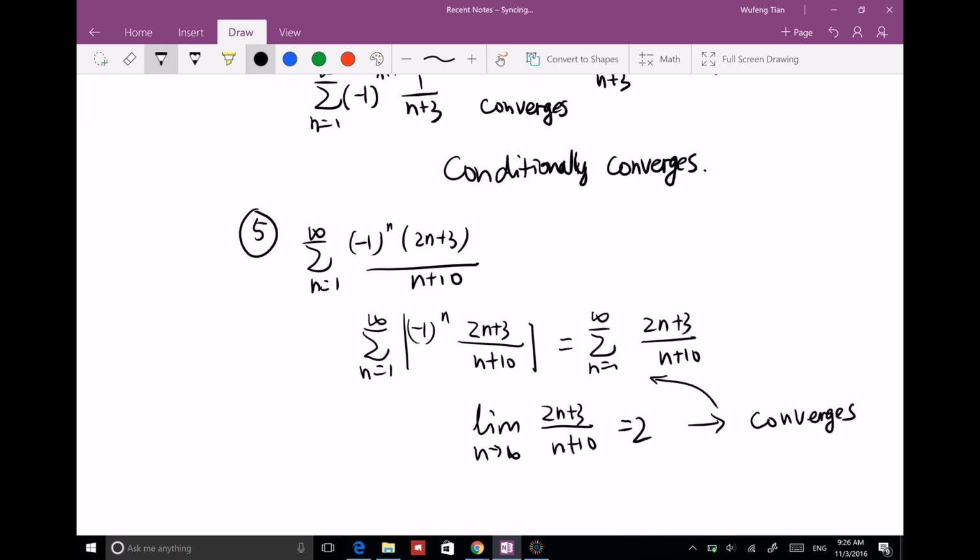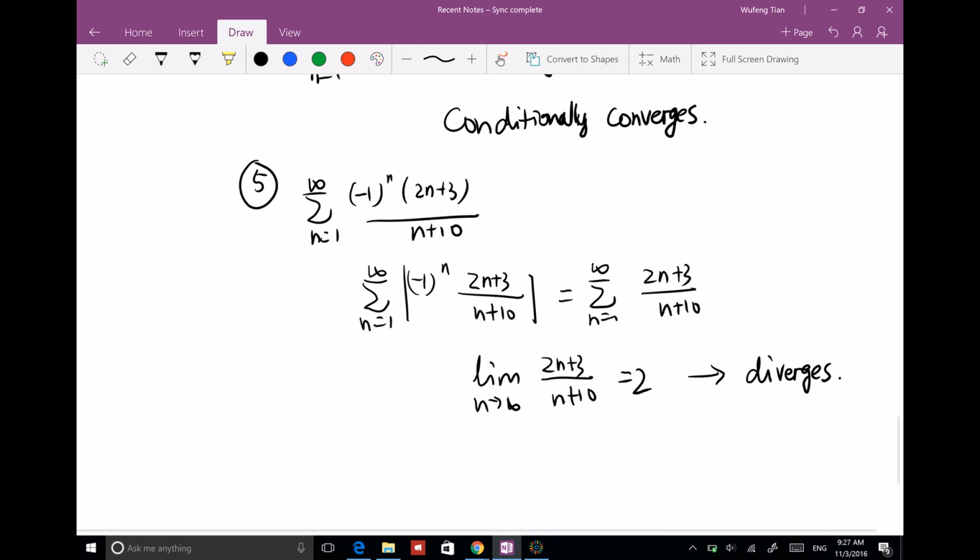No, I'm sorry, I just got confused. Okay, so now I think so far you're doing okay. You add absolute value, you got this, then what? And then, I guess since the limit equals 2, diverge. Diverge, perfect, okay.